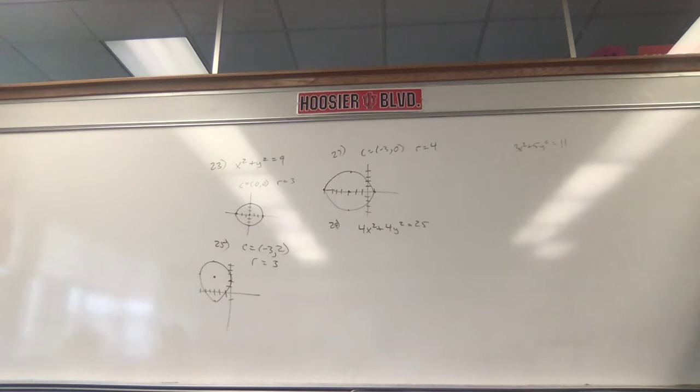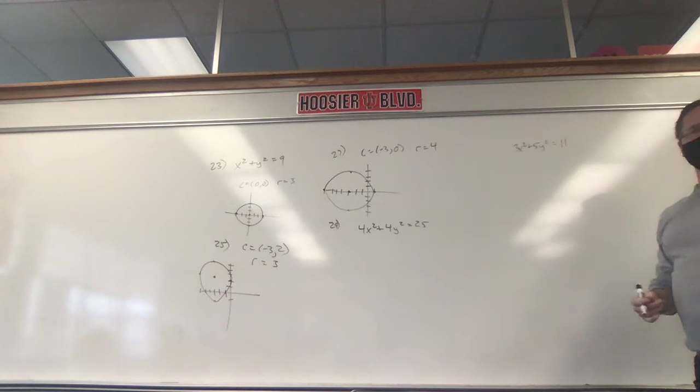Why do you think 29 is a circle, but this example is not a circle? X and y, what about them? They've got to be the same. If this was 3 and this was 3, it'd be a circle, okay? It would be an ellipse, definitely an ellipse.